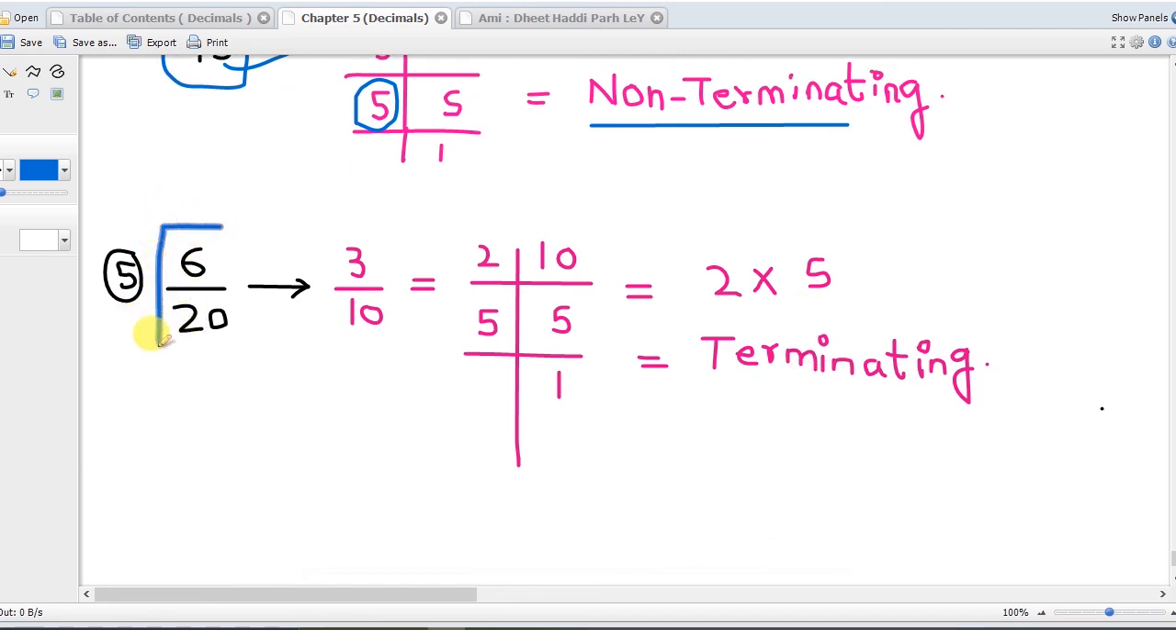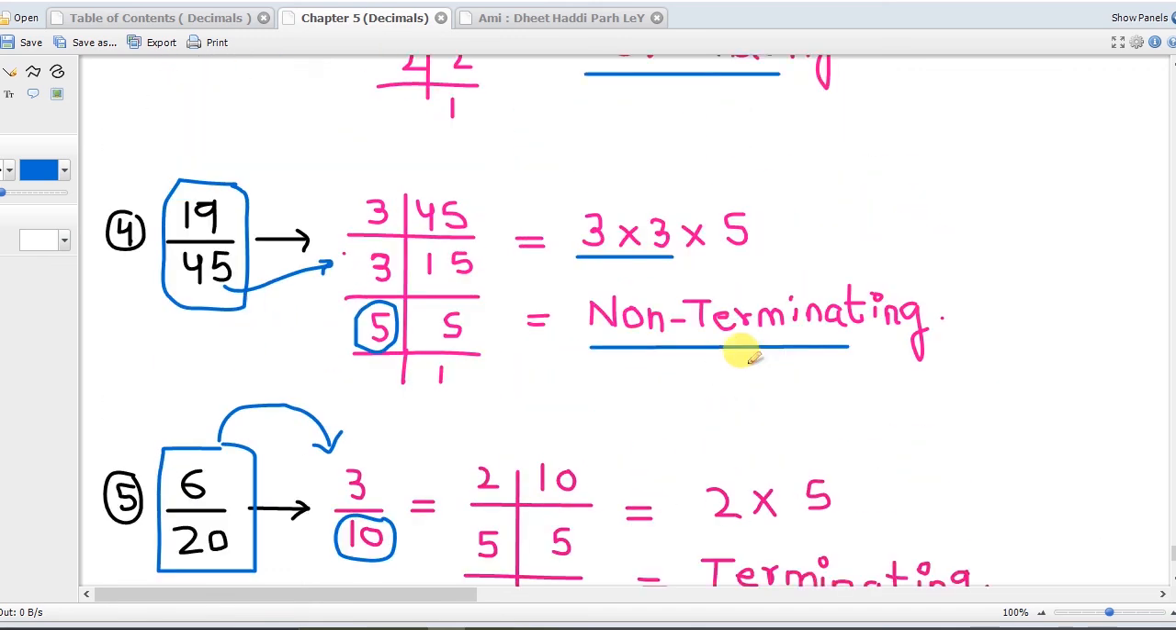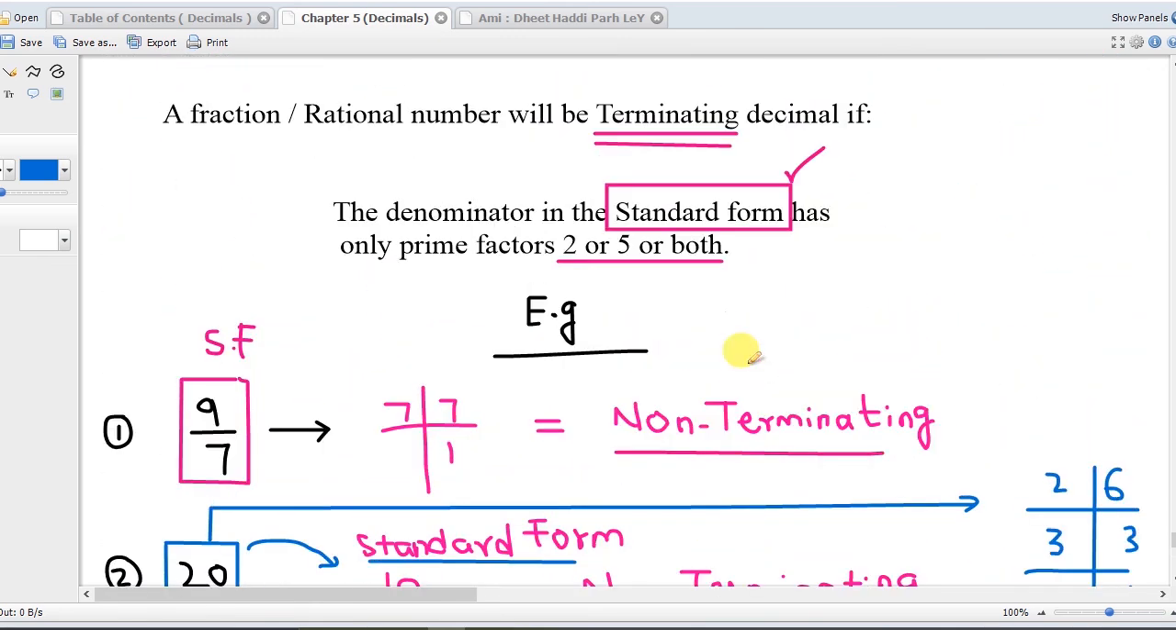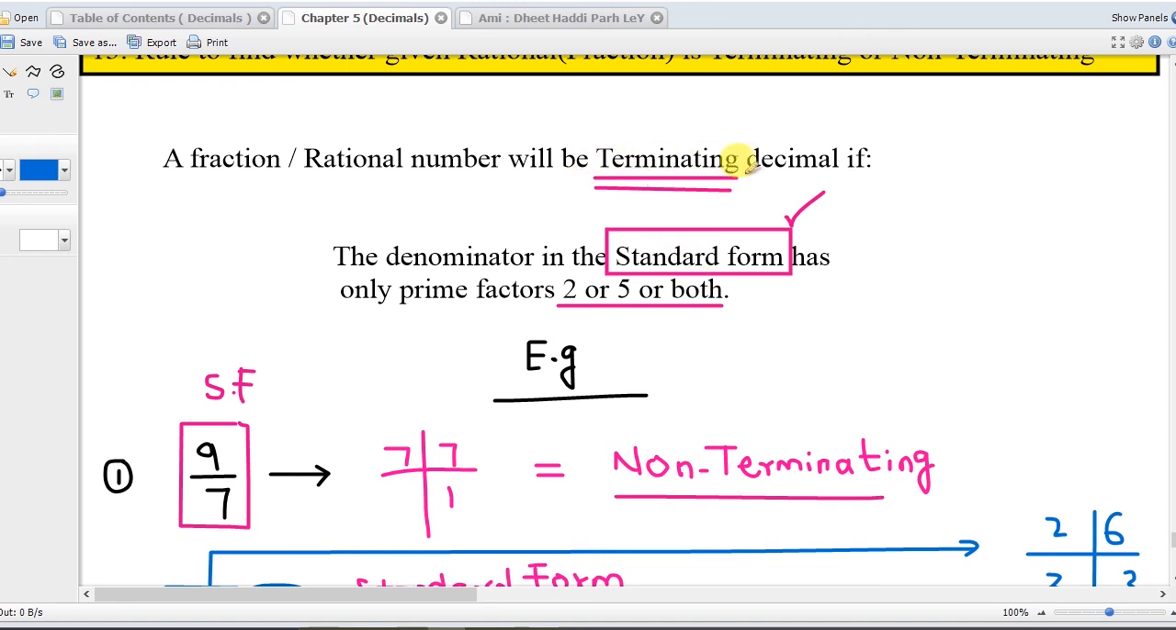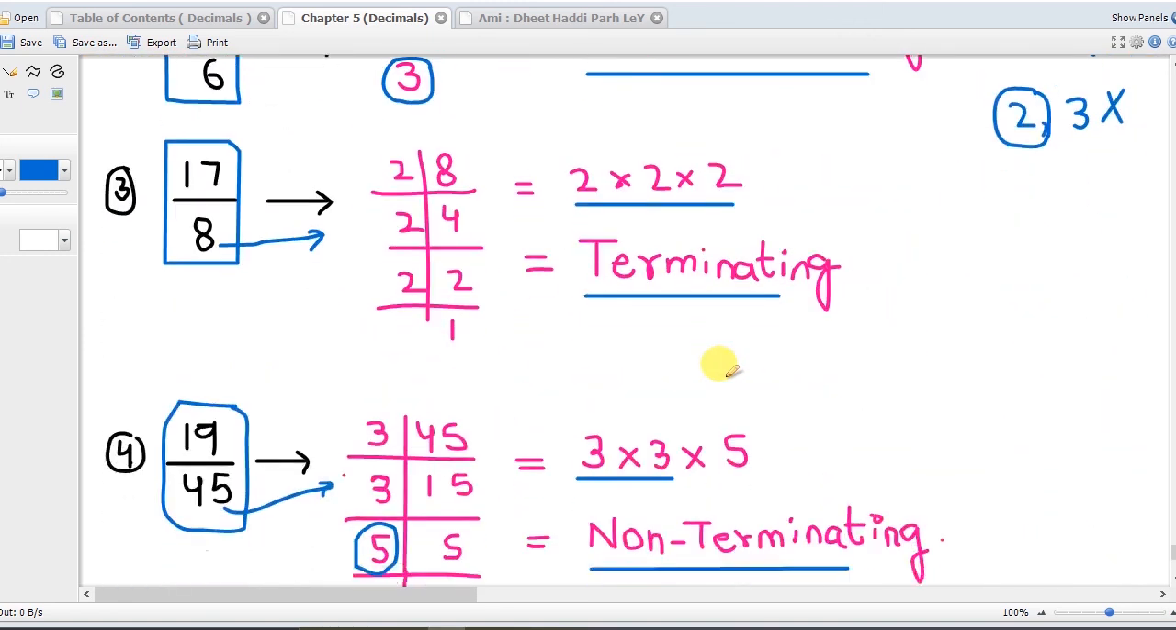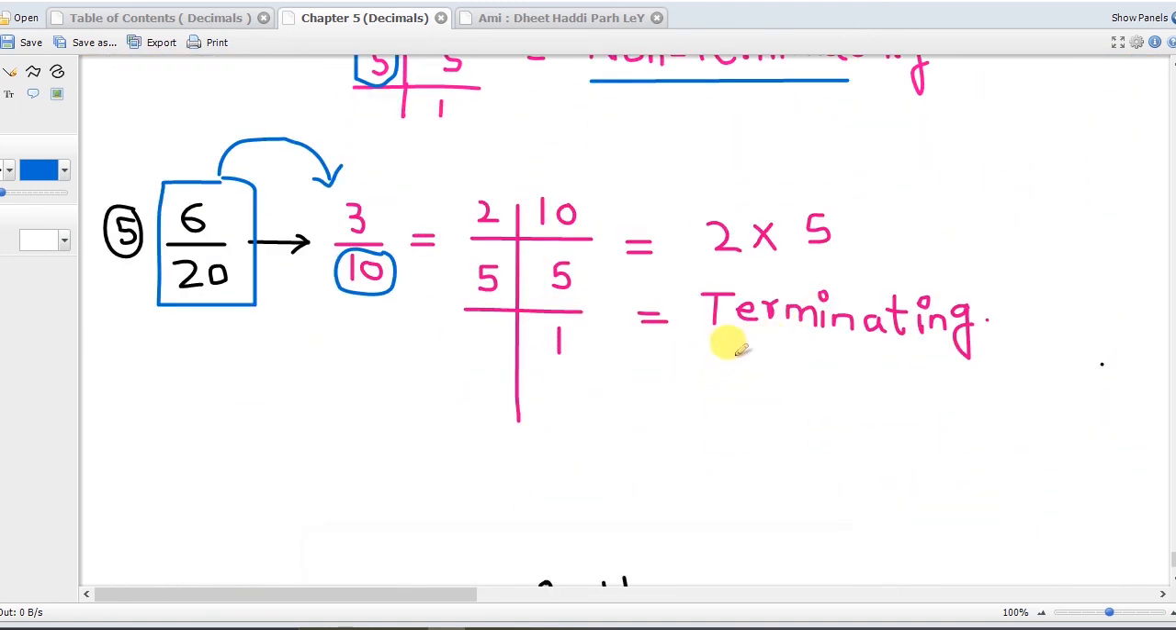Next is 6 over 20. Can this be simplified? Yes. So we got 3 over 10. Now can this be further simplified? No. So start making the factors of 10. The factors of 10 are 2 and 5. Since we are getting both 2 and 5 in our factors, which fulfills the definition of a terminating decimal, yes, this fraction is a terminating decimal, right?